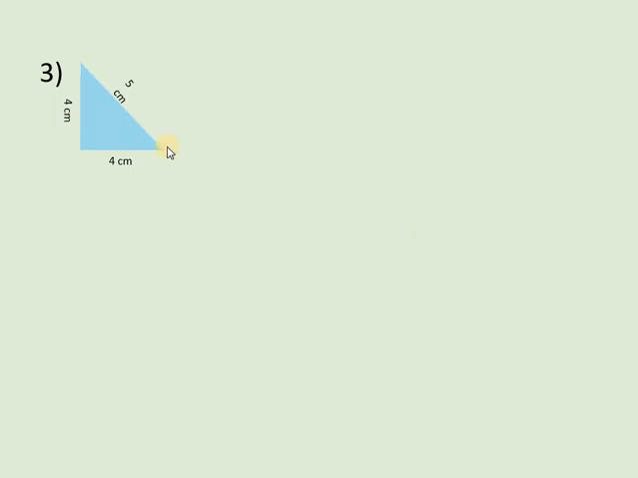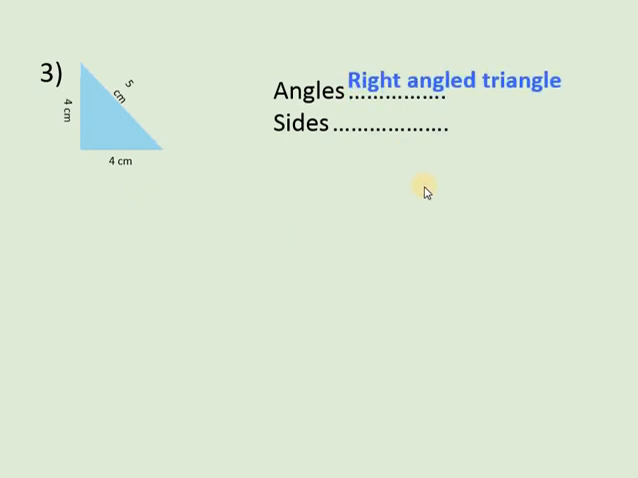Okay, let's see another example here, 5, 4 and 4. We have 4 centimeter here and 4 centimeter here, so it's an isosceles triangle. Okay, and here, because it has 2 equal sides, and I can see a right angle, we call it a right angle triangle, and it's an isosceles triangle.